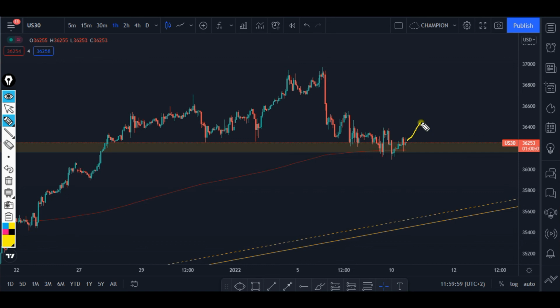The market might move like this. We will see at the opening session, at the New York open session, after the opening session, what will happen with this area here. Will it be broken and retested, or will it be respected, retested, and push high? We will see.